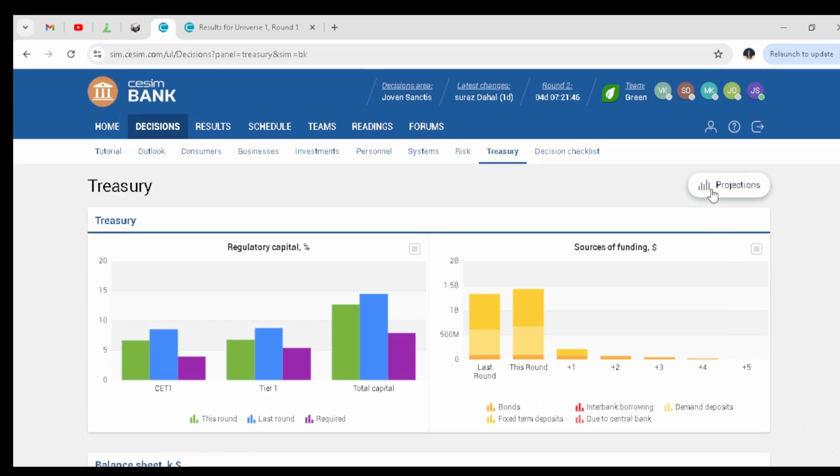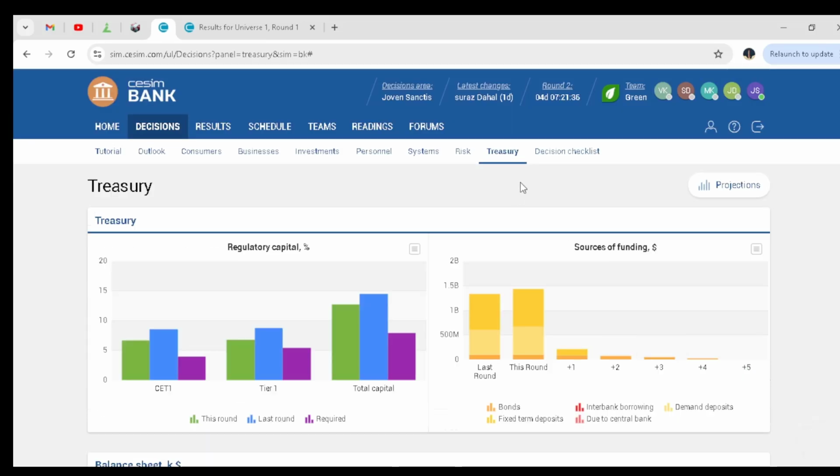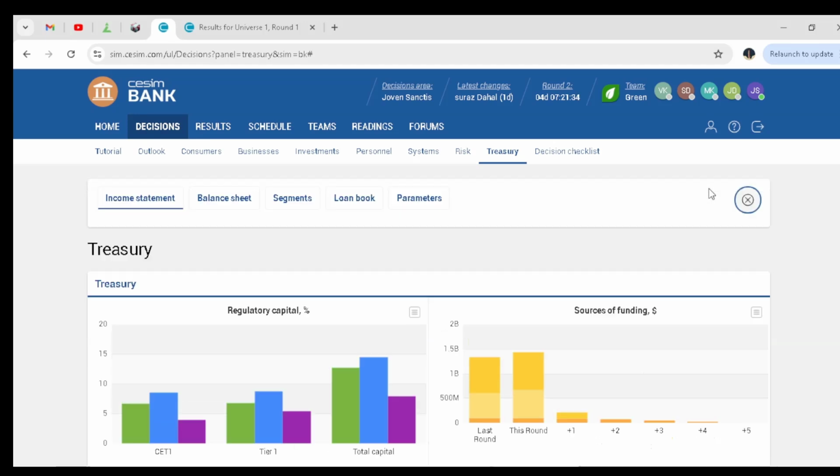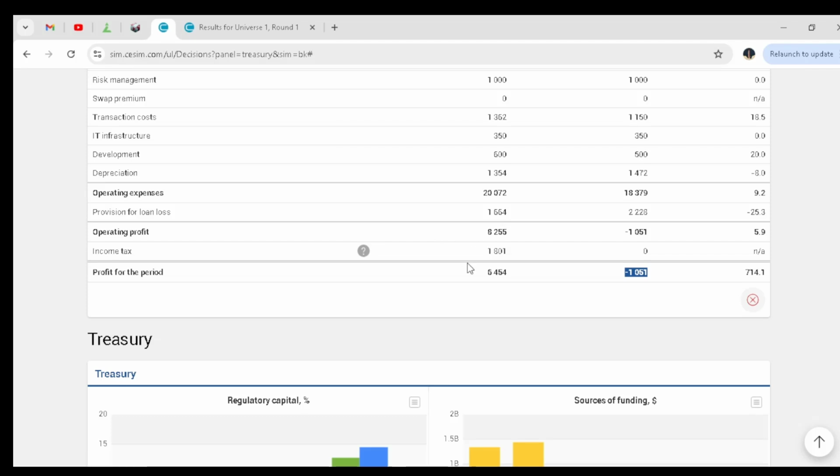So we make no decisions under the equity part, and after making those decisions, we can check our projections, and you can see that our profit for the round is 64.54 from negative 1,051. So this means that we have already overcome the negative that we had in the company, and at the moment we are hoping that we shall make good profit, in which we have already come out of the negative that we had.